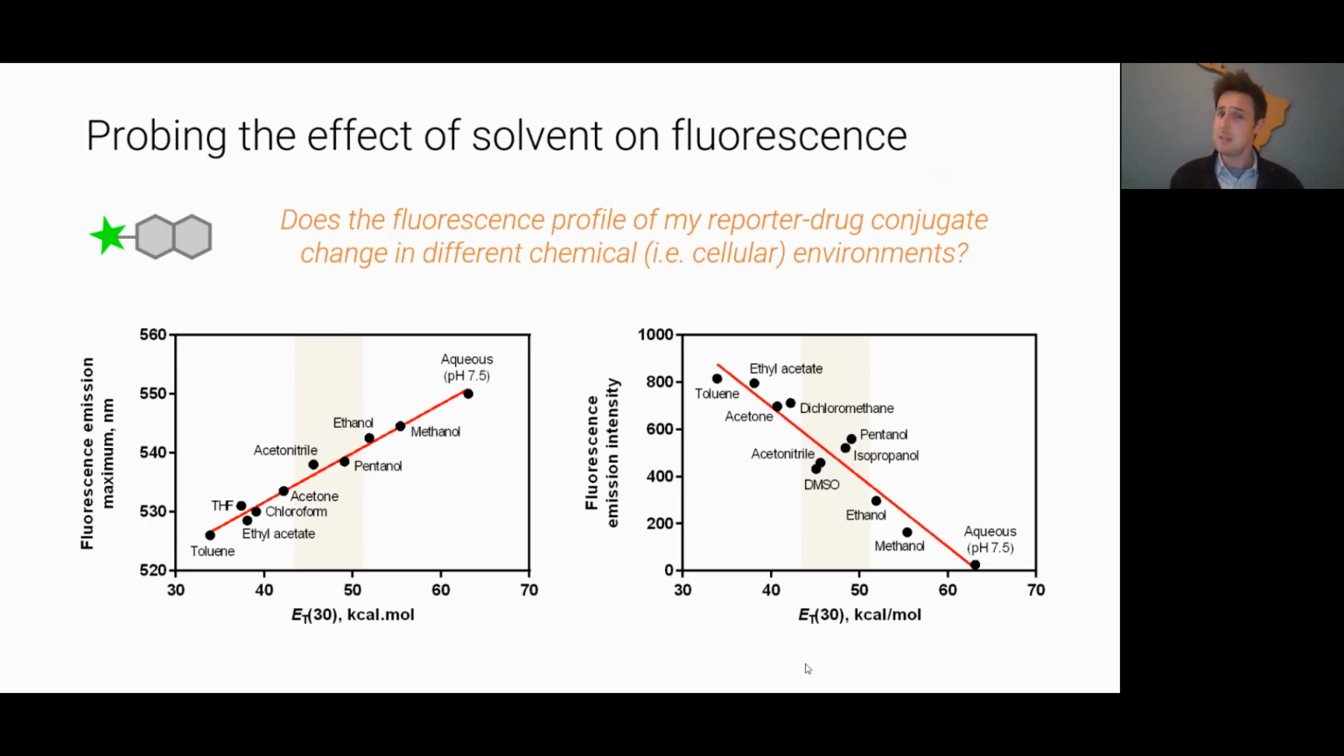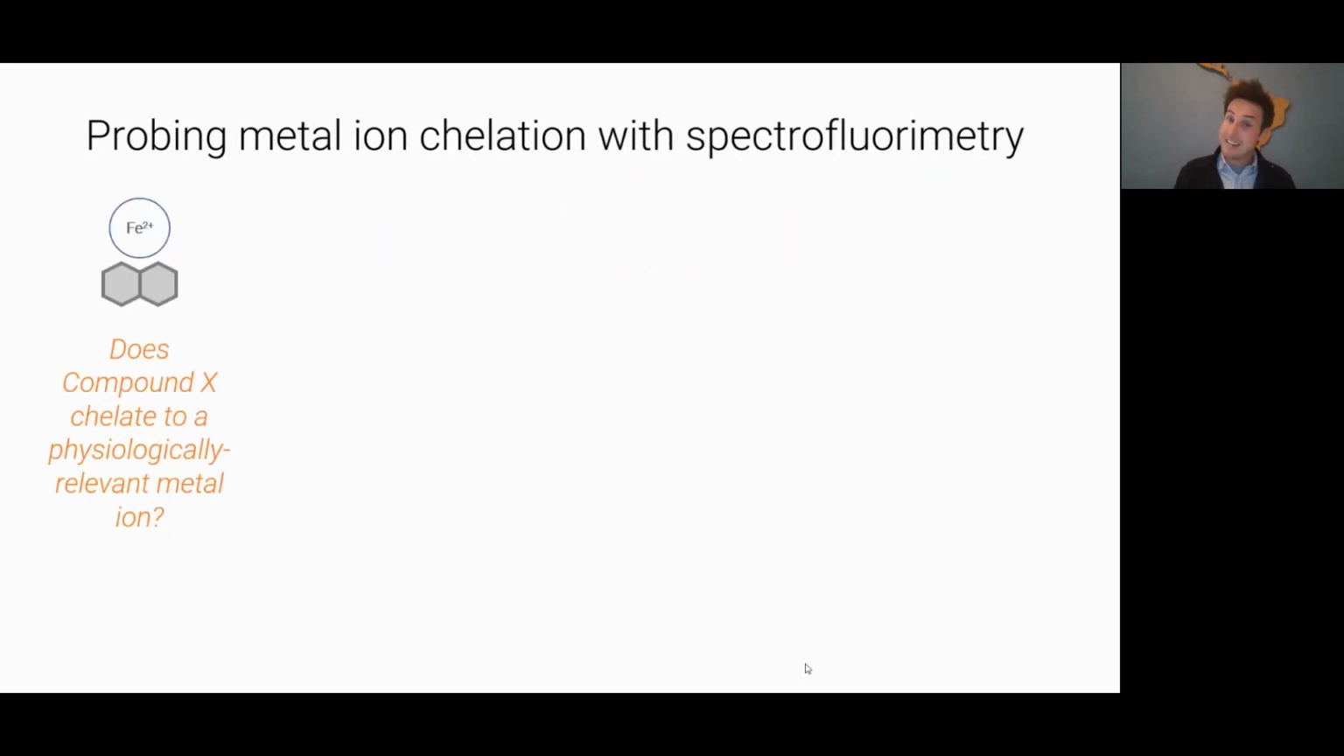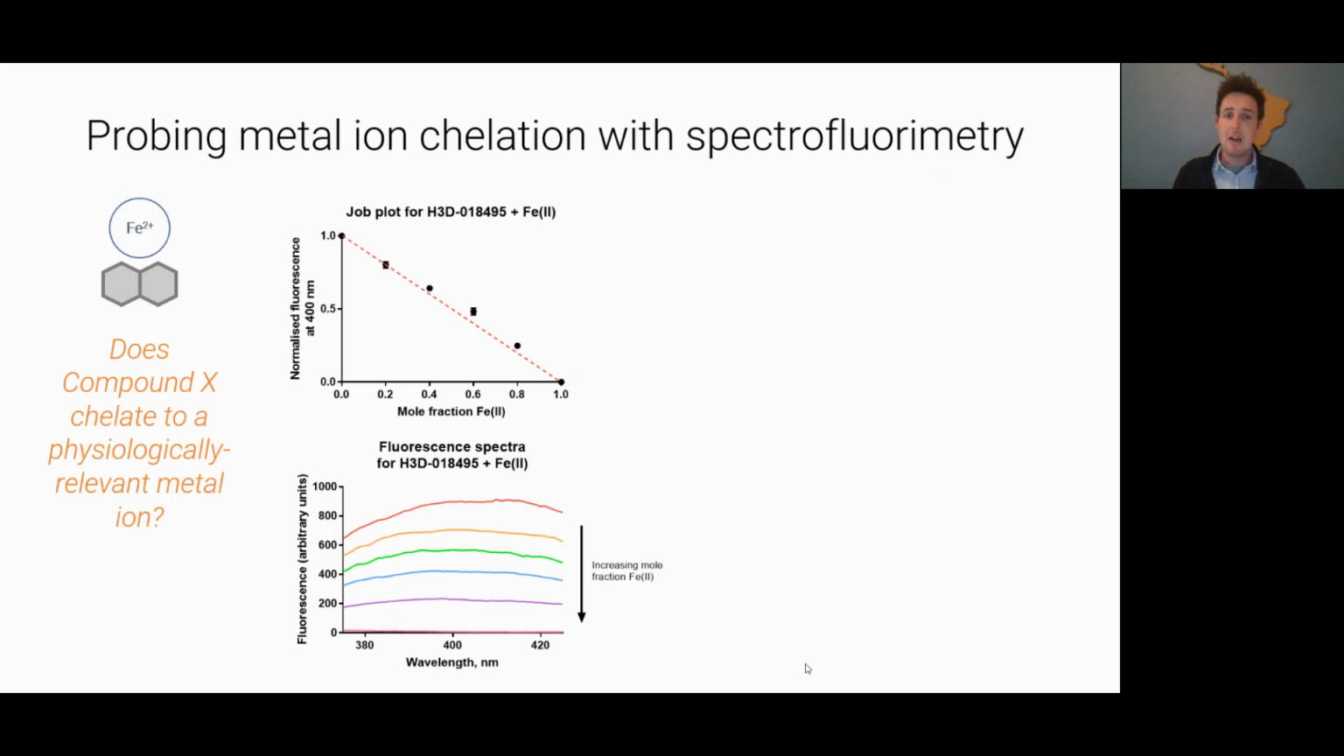But you can imagine how even these simple cuvette-based experiments can be extremely valuable in characterizing new fluorophores or new conjugates. In the same way, we can use absorbance spectroscopy to tell us a lot about binding. We can also look, and we do this frequently at H3D, at metal ion chelation with spectrofluorimetry. So the question, does my compound bind or chelate to a physiologically relevant metal ion like iron, nickel, cobalt, whatever the case might be? We can do things like Job plots. You can then monitor the fluorescence if your compound's fluorescent. That's the caveat here. Although this technique tends to be extremely sensitive.